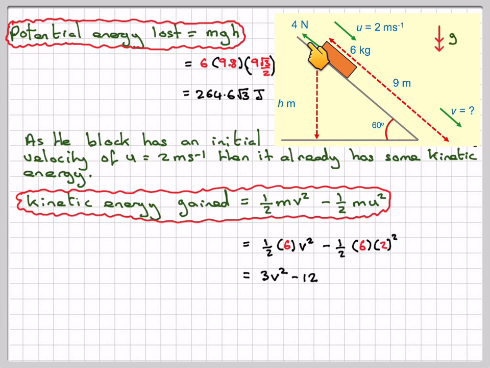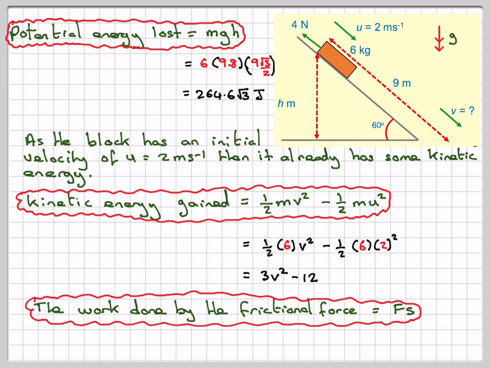However, there's also some work done to overcome this frictional force here. So the work done by the frictional force is equal to the force times the displacement. This force moves down a distance of 9 meters, and it's a constant force. So it's going to be 4 times 9, which is 36 joules.